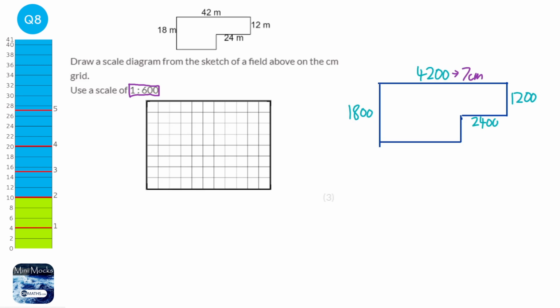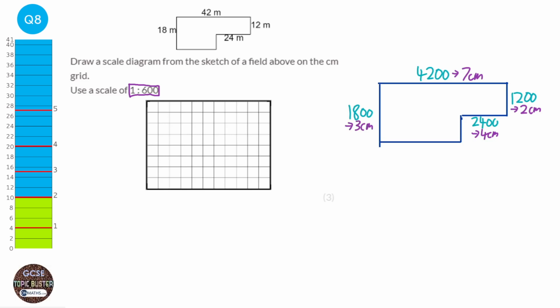1,200 divided by 600, it's going to be 2. So that's going to be 2 centimetres on our diagram. 2,400 is obviously going to be 4 centimetres. And 1,800, divide that by the 600, it's obviously going to be 3. So it's going to be 3 centimetres. So now we know what it's going to be on our diagram.